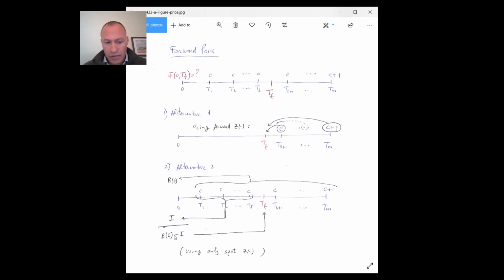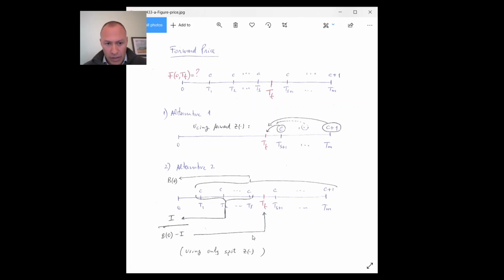And I take that difference and I compound this quantity forward to the date of the forward contract. And this final result is again the forward price today. So notice that in the second alternative, I only use spot discount factors. But again, the two alternatives are equivalent. They give you exactly the same price. You just use what's more convenient.